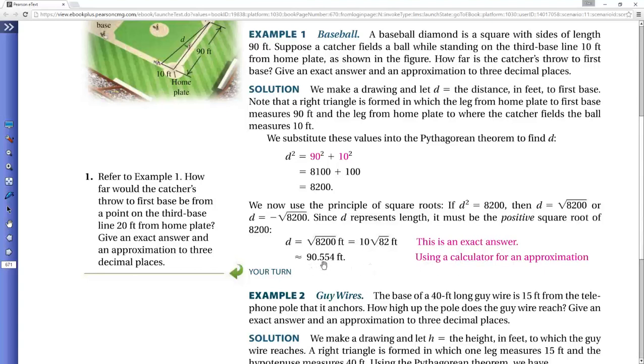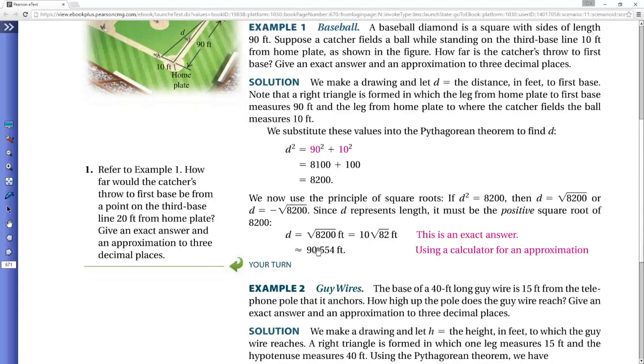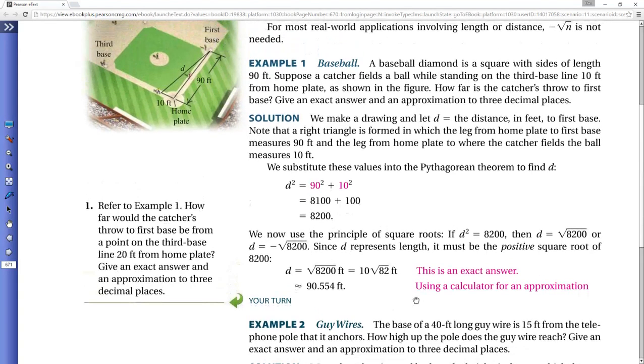The approximate answer to 3 decimal places. So if you took your calculator and just went square root of 8200, enter, you're going to get a decimal, which would be 90.554 or something else would go on there. Something smaller than 5 next to that 4, or it would round up. And that's what they asked for, is exact answer and going to 3 decimal places, which is probably way more than the amount of accuracy we need in this case.